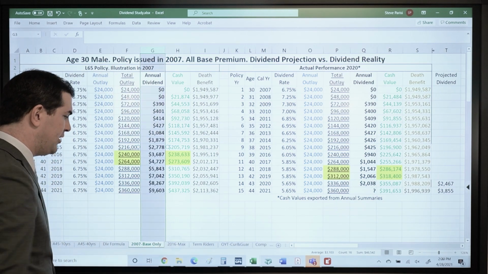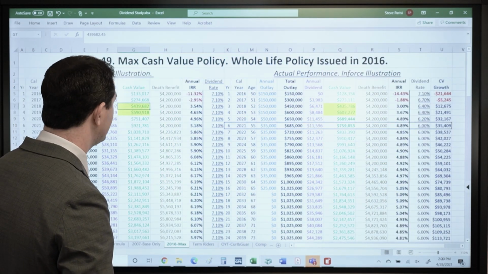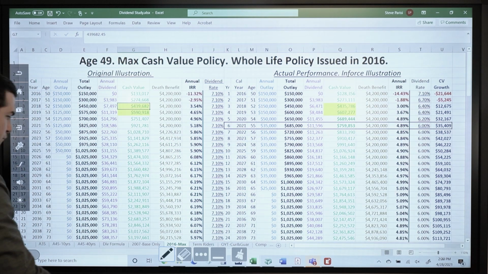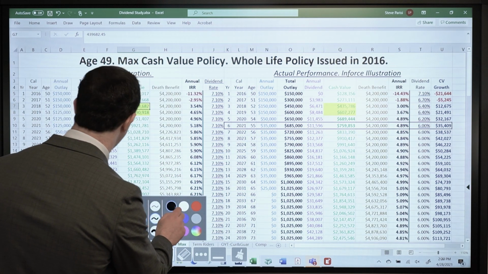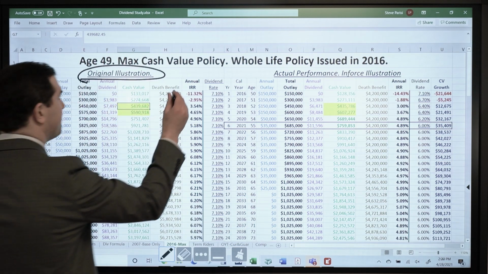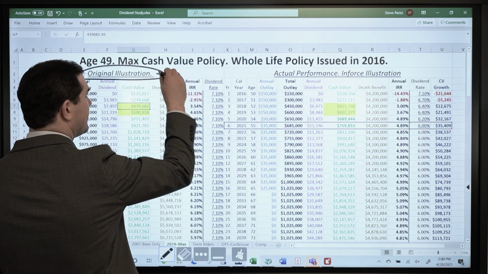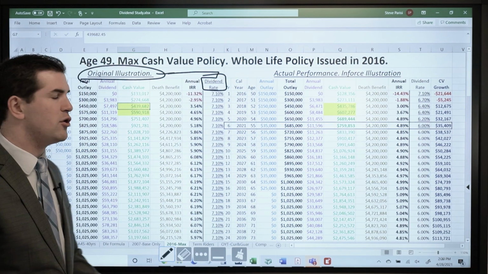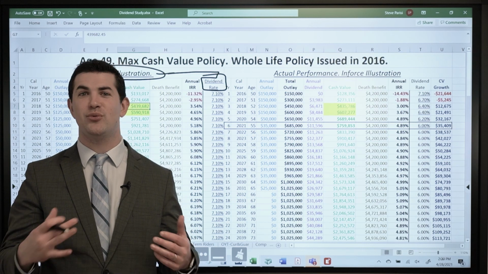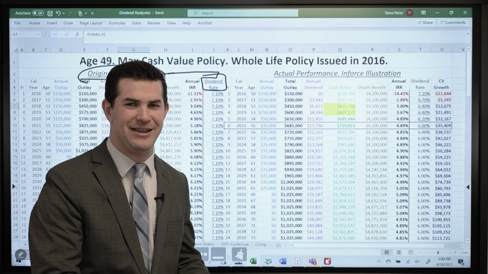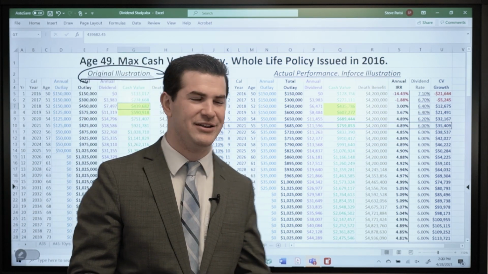So here's a policy we put in force 2016. This was actually shortly after I got married. But here's the original illustration. The dividend rate, I don't need to write it out, it's right here, was 7.10% at that time, and that's what this projection is based on. Numbers looked fantastic looking back at it today compared to where the dividend rate is today.